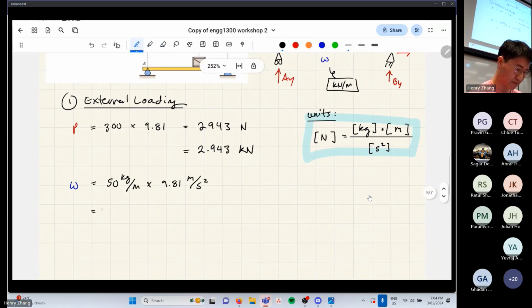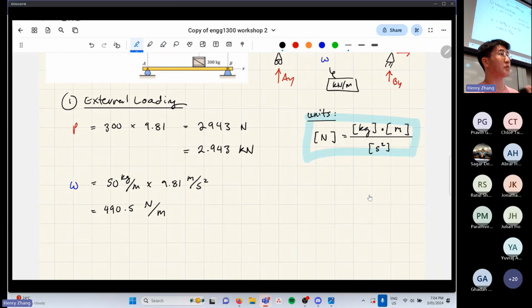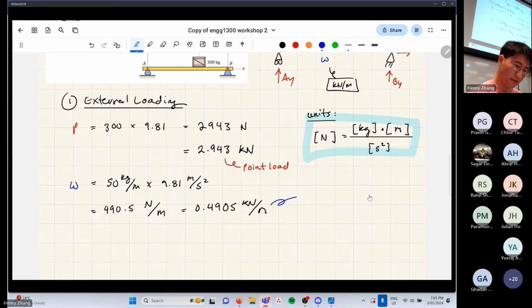But the difference is when we put this in the calculator, the units are going to be in newtons over meters. Cancel everything out. Okay. And say I want to do everything in kilonewtons again. So then this becomes 0.4905 kilonewtons per meter. So yeah, again, this is our point load. And this is our distributed load. And that's going to be a force over a linear distance.